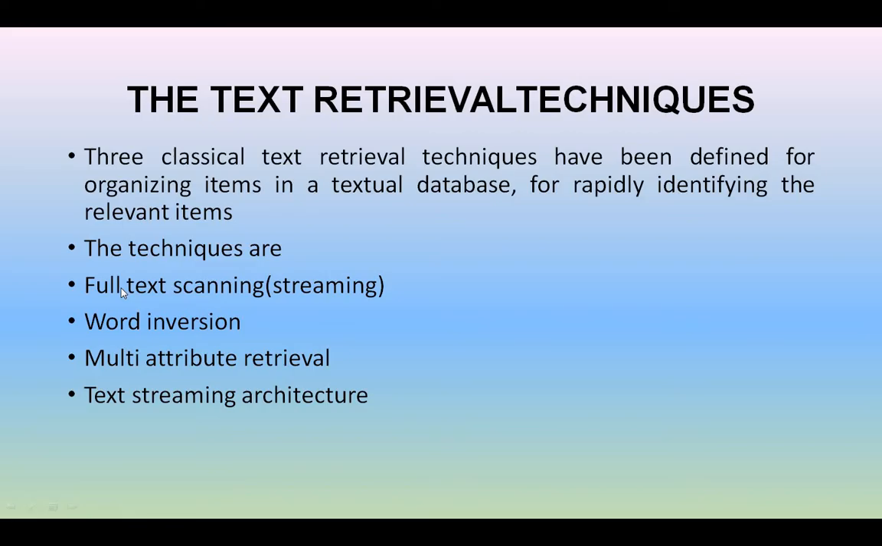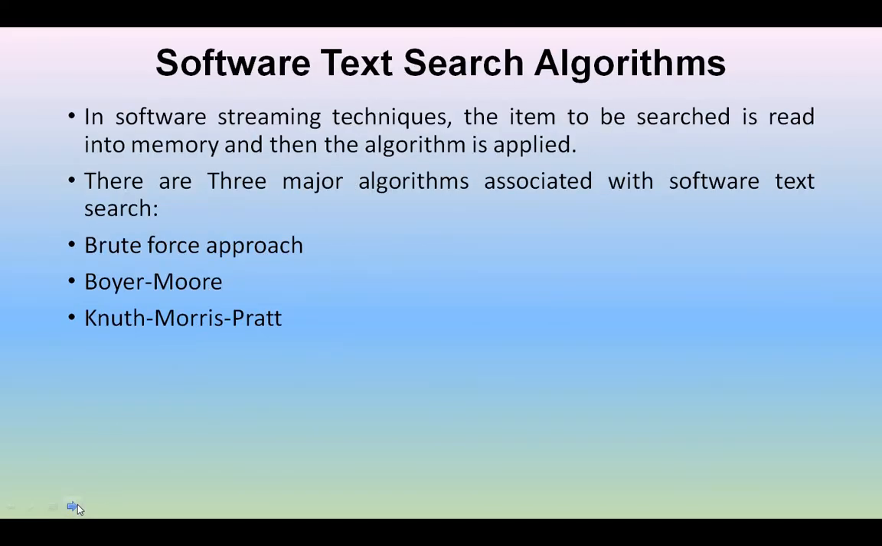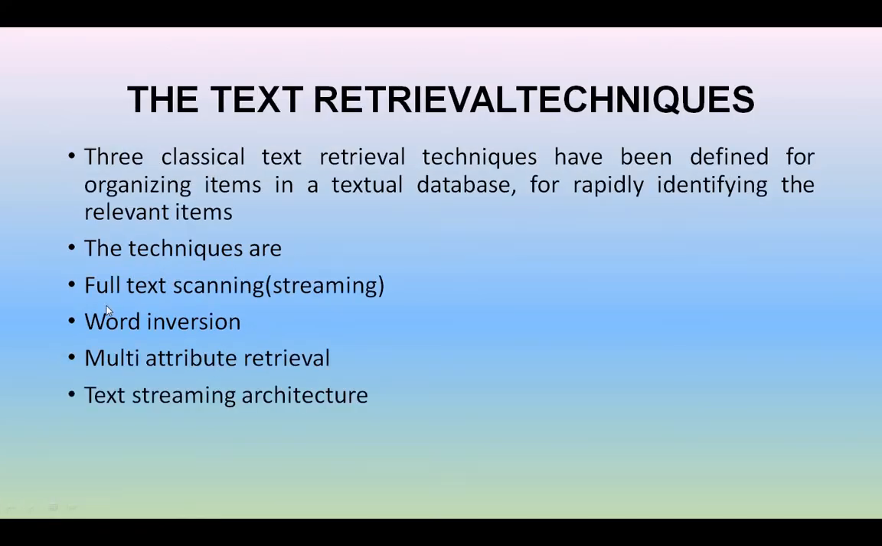Already these techniques, full text scanning, the scanning of the entire text, the word inversion, multi-attribute retrieval, are already used techniques. Now in this session, we are going to talk about the various kinds of techniques based on text search algorithms, which include all these things. So what are the text search algorithms? This comes under the streaming technique, that is full text scanning, that is full text streaming.